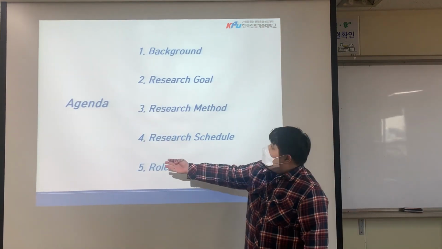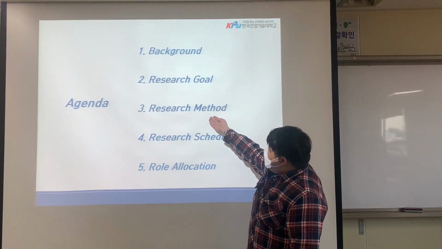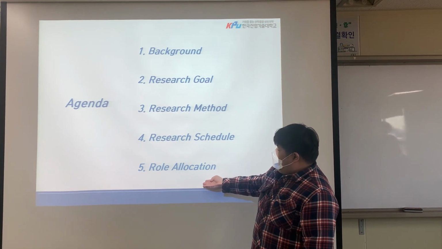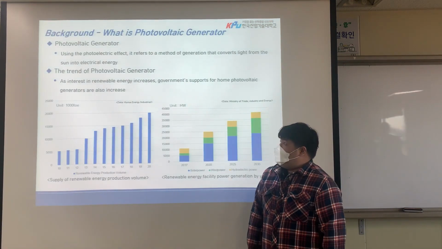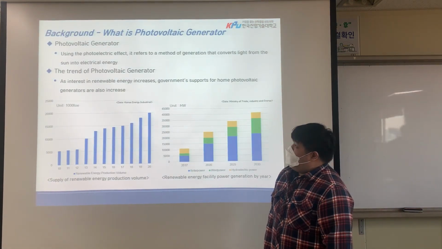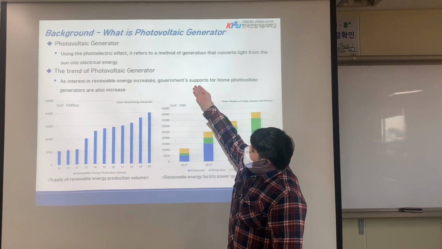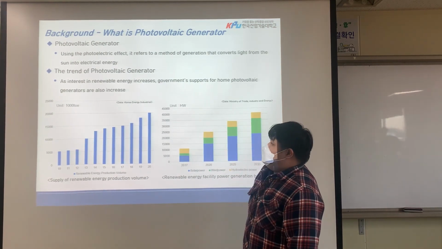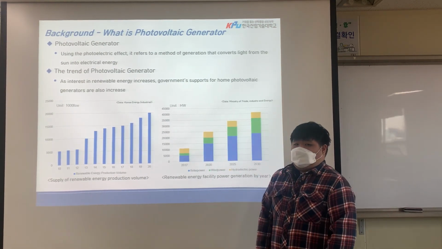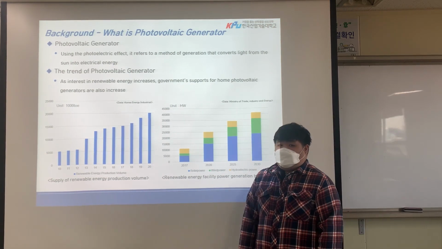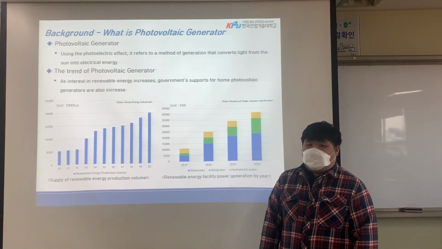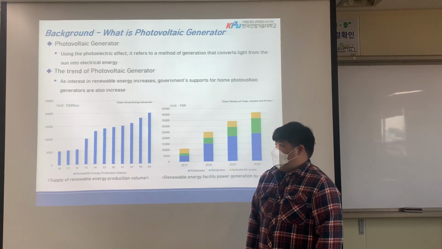The agenda includes background, research goal, method, schedule, and the location. First, I will explain the principle of photovoltaic generators. A photovoltaic generator converts sunlight into electricity by using the photoelectric effect.